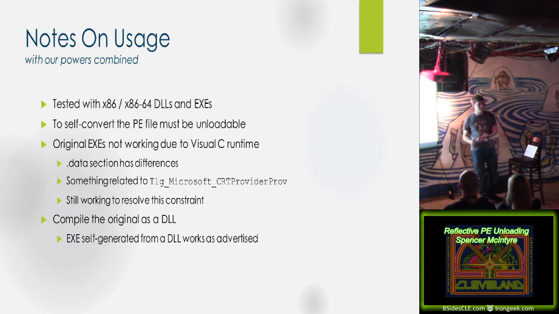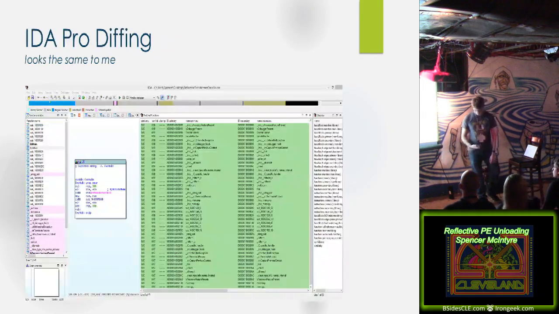You can even take that EXE and convert it back to a DLL, and go on in an infinite loop, and everything's good. But if the original file is an executable, you can convert that to a DLL, but the DLL will crash. So I'm still working through this. This is an area for improvement for me to continue on. But if you want to pull this down and mess with it, just compile your project as a DLL, and you should be good to go. It'll handle the Visual C runtime for you, and you're not going to have to worry about that. So still working to resolve that constraint.